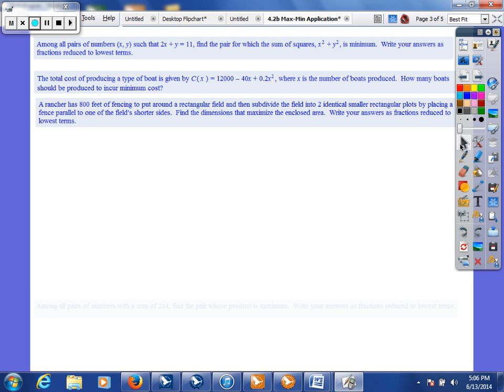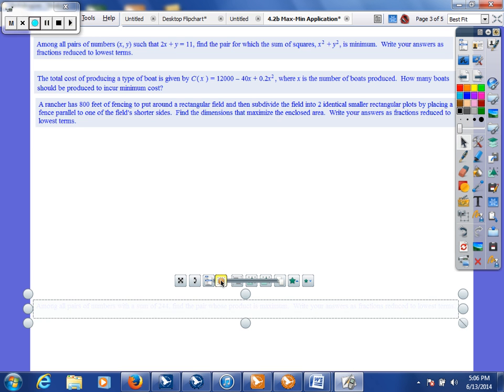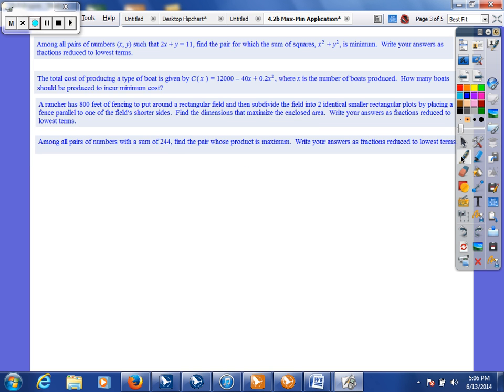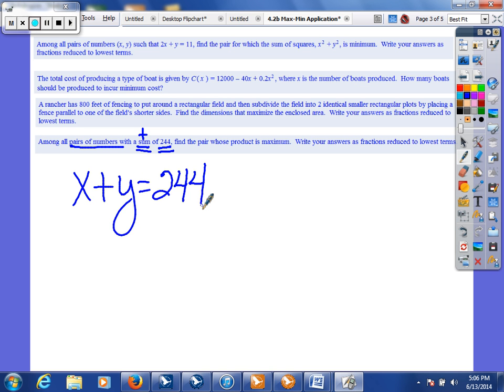Okay, going on to the next one. Here we go. Last one, I believe, for this page. Among all pairs of numbers, the sum is 244. Okay, this is something we know about. Secondary. Ooh, sum. So I have a pair of numbers that add to 244. Add two unknowns equal 244. That's your secondary equation. That's something we know about.